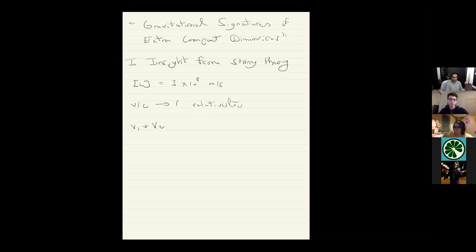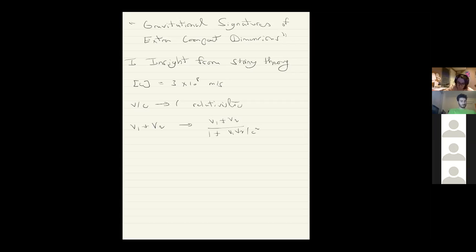Who's prepping for the GRE? V1 plus V2 over 1 plus V1 times V2 over c squared. That's right. And what physically should be the characteristic of this modification of Galilean addition of velocities? Galilean addition of velocity just adds velocities together. Sure, nothing can go faster than light. If I try to add c plus c, amazingly, I get back c. So I can't go faster than the speed of light thanks to that denominator. So we have a very sharp contrast with Galilean physics as speeds get very high.